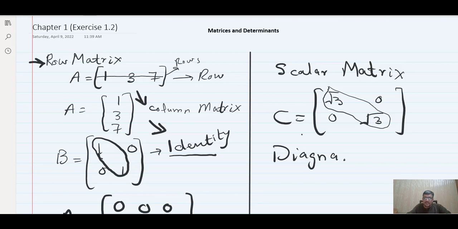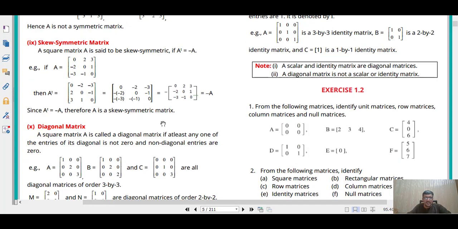First of all, see here the statement of the diagonal matrix. A square matrix A is called a diagonal matrix if at least one of the entries of the diagonal is not zero, and the non-diagonal entries are zero.